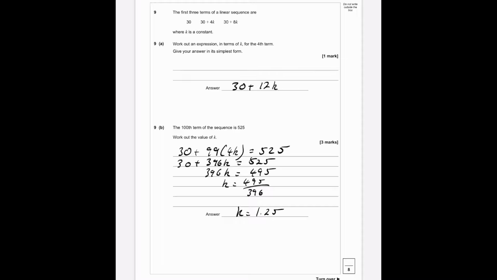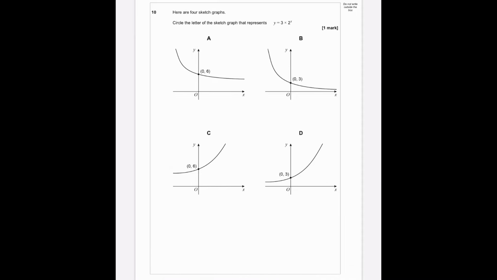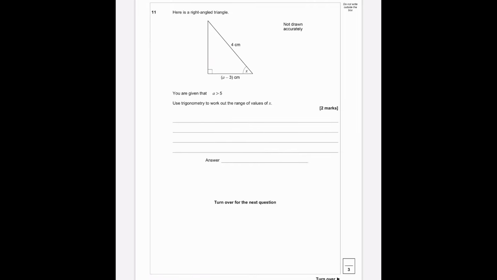A plus n minus 1d, of course, for the start of that. That's a graph of D. Not much more to say. It just can't be any of the others. When x is 0, 2 to the power 0 is 1, 3 times 1 is 3.